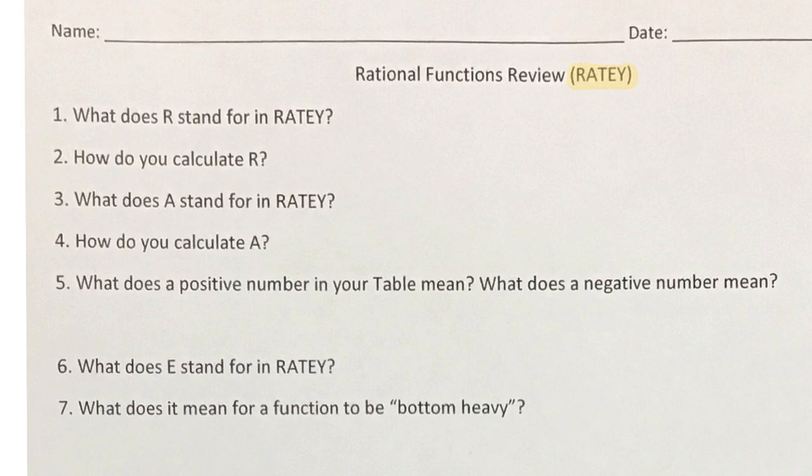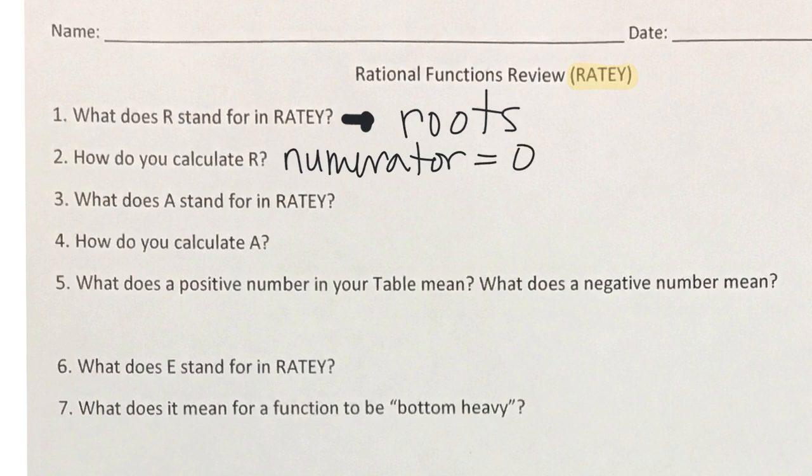R stands for roots. The roots are, of course, your x-intercepts. They're where the graph crosses the x-axis. They are your solutions, your zeros. And how do we calculate roots? You set whatever is in your numerator equal to 0. If there's just a number in your numerator and no x, then there will be no x-intercepts, and that will be perfectly fine for that problem.